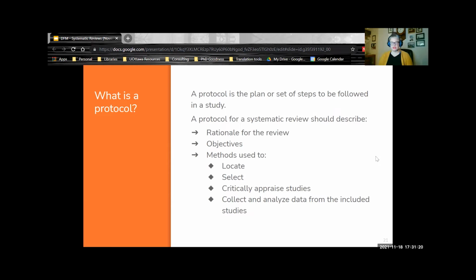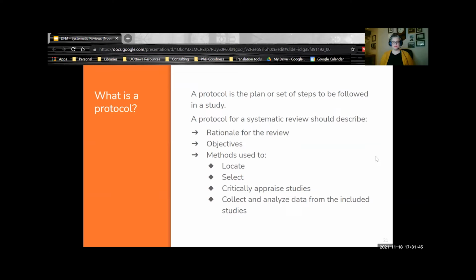So we touched a bit on this, but what is a protocol and why do we want to use it? It essentially sets out your game plan, right? So you have your rationale. Why do you want to do this review? Why is it important to medicine now? Why should people even care about it? Then you type out your objectives. Your methods are key here.